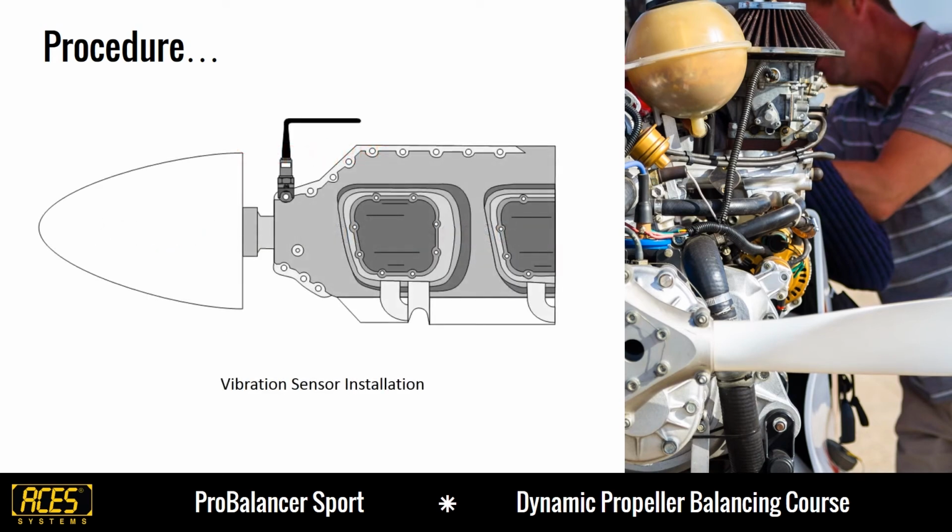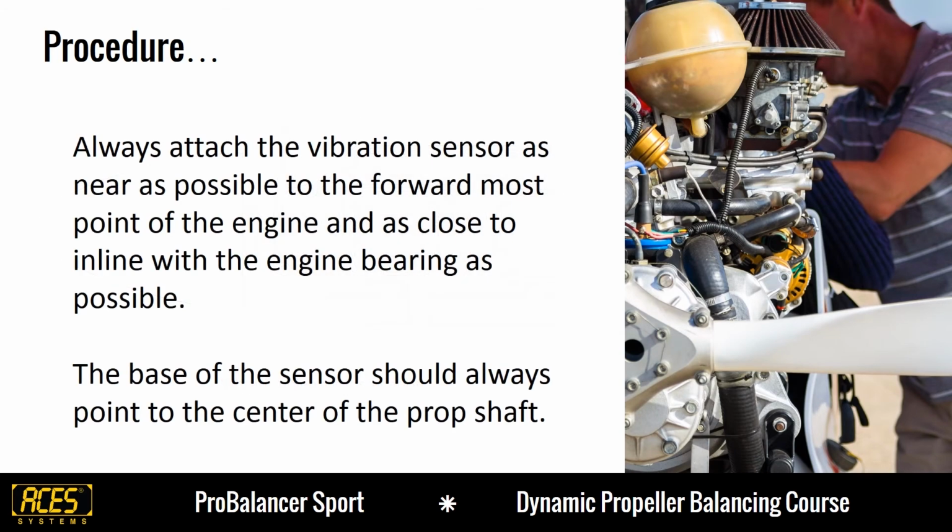Attach the vibration sensor perpendicular to the rotating shaft of your propeller. Consult your manual for suggestions or requirements. Remember to always attach the vibration sensor as near as possible to the forwardmost point of the engine and as close to in line with the engine bearings as possible. The base of the sensor should always point to the center of the prop shaft.